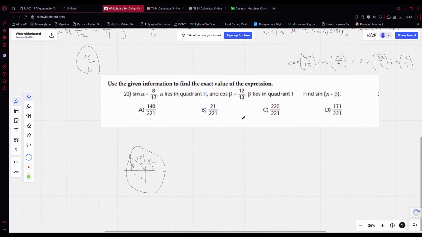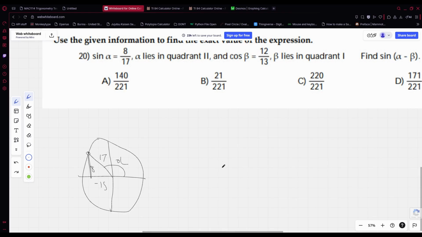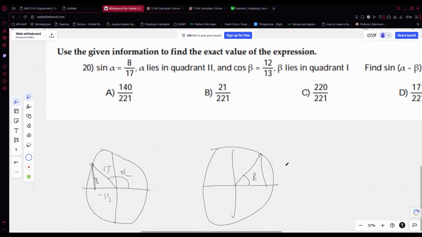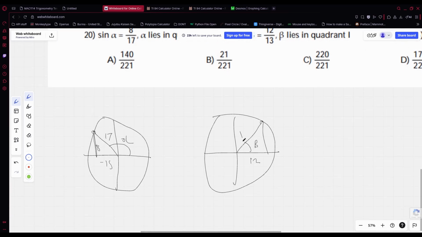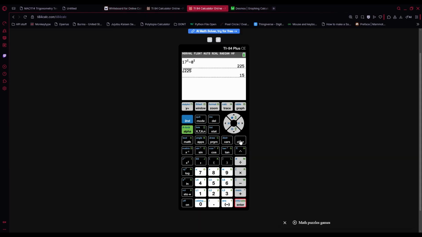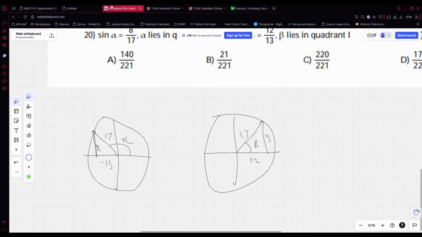Okay. Next triangle. Cosine beta is equal to 12 over 13. Beta is in quadrant 1. Cosine is 12 over 13. This is 5. This is just a standard triangle. I will calculate it anyways, though, because I could be wrong. 25, yep, square root of that's 5.